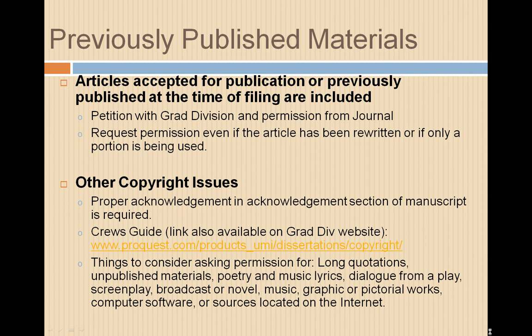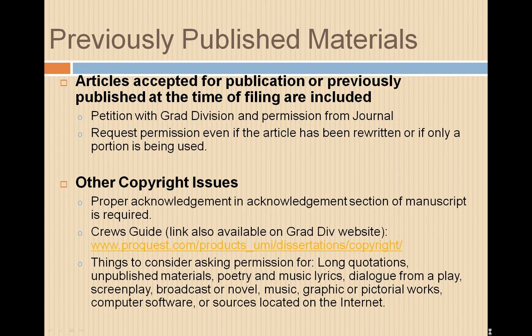If you have previously published materials, meaning you want to use something in your dissertation that you have already published, this is what we need. So if you have an article that's been accepted for publication or has already been published at the time of filing. So we're only concerned about things that you have published yourself or you're an author on, and if that's been accepted or published, there's a petition on our website. You need to fill that petition out, get the signatures on it. It gives us information about where the document's going to be included in your dissertation.